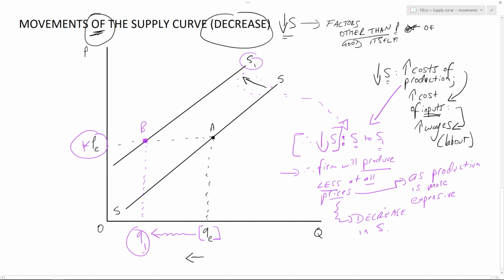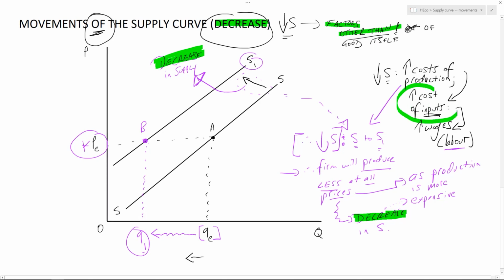And this decrease in supply is really due to the fact that it is more expensive for the firm to produce because workers are more expensive. So this arrow here, this movement, shows this decrease in supply. And remember that it is a decrease, not a contraction, because it is due to factors other than the price of the good itself. And the factor here is this rising cost of inputs. The higher wages, the rising cost of labor resources, has led to this decrease in supply.